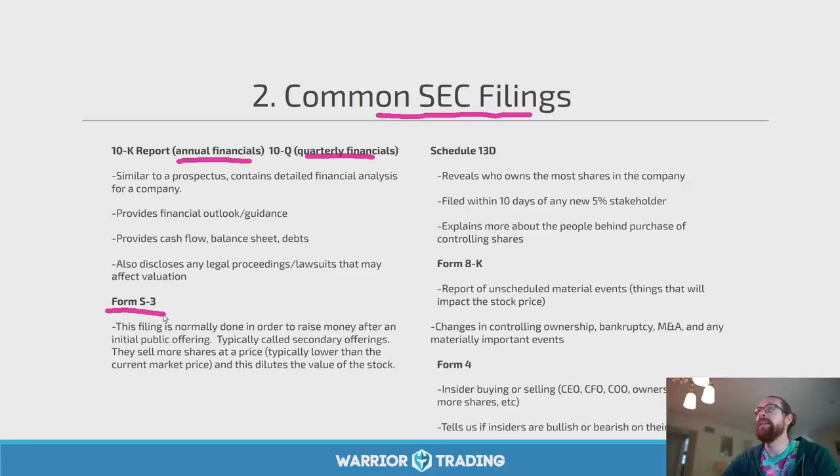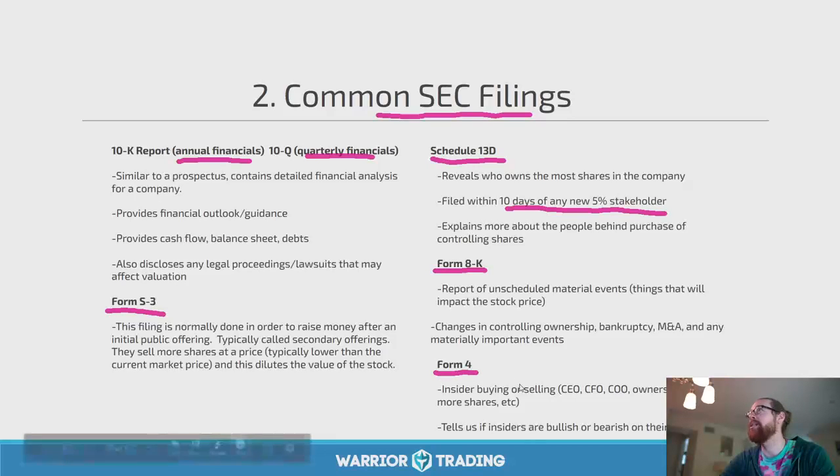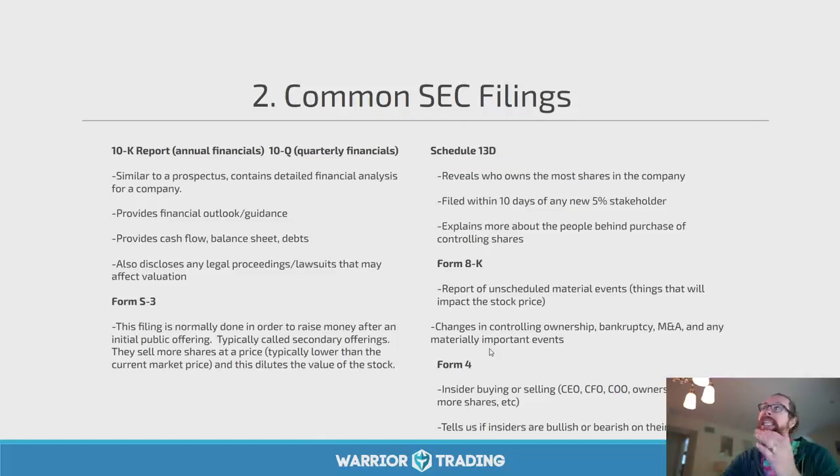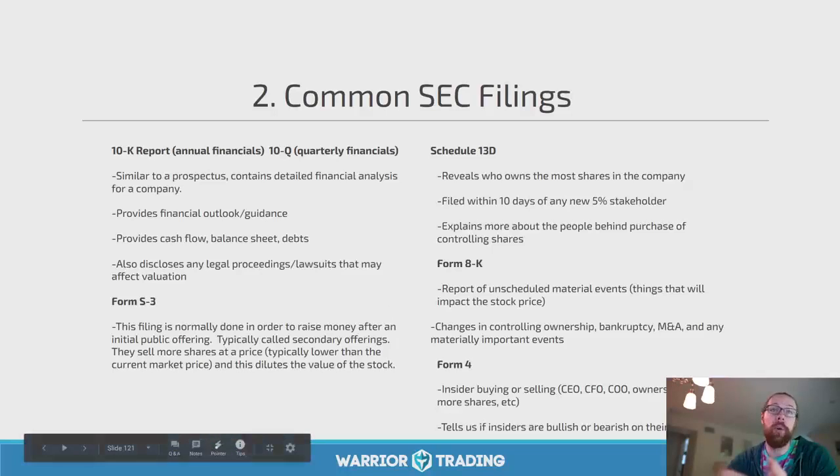Form S3. This is a filing normally done in order to raise money after an initial public offering, often called a secondary offering. We'll get into that in a second. A 13D reveals who owns the most shares of the company, and it's filed within 10 days of any new 5% stakeholder. An 8K is a report of unscheduled material events that will impact the price of the stock, so that's news. And Form 4 is insiders buying and selling shares. All right, so these are a few of the common filings that we will see when we're looking at what is the breaking news today that helps justify why this stock is up 15 or 20% or more.